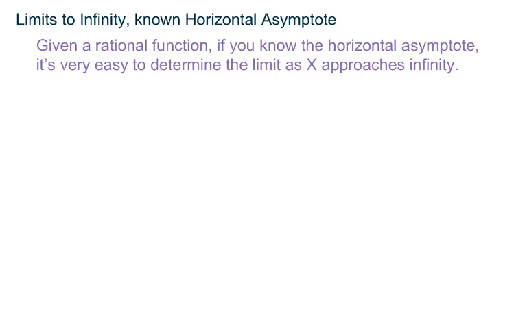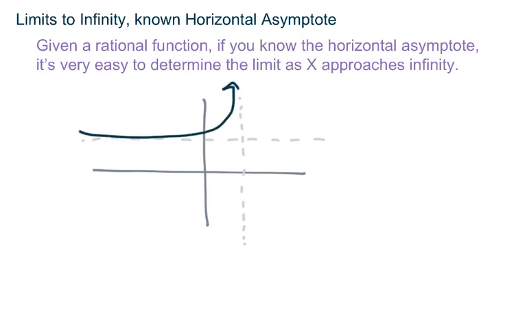Hello again. In this video, we're going to talk about limits as x approaches infinity. And if we know the graph has a horizontal asymptote, this is very easy for us to determine. So for a second, let's take a minute and consider what a horizontal asymptote means to a graph. So we may have some graph with two horizontal asymptotes. And maybe the graph looks like this. This is my rational function here.